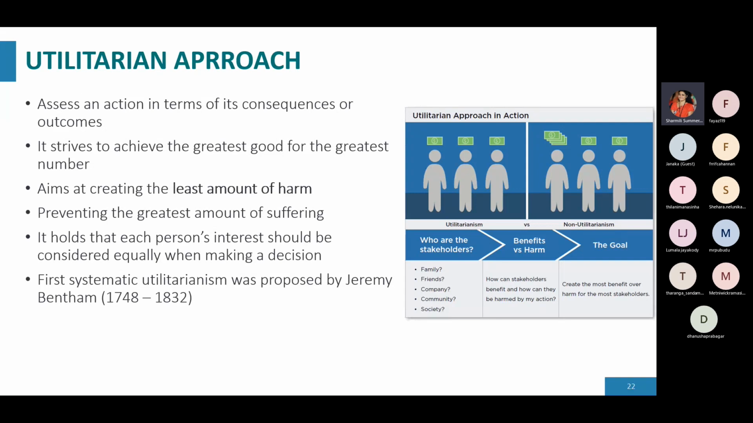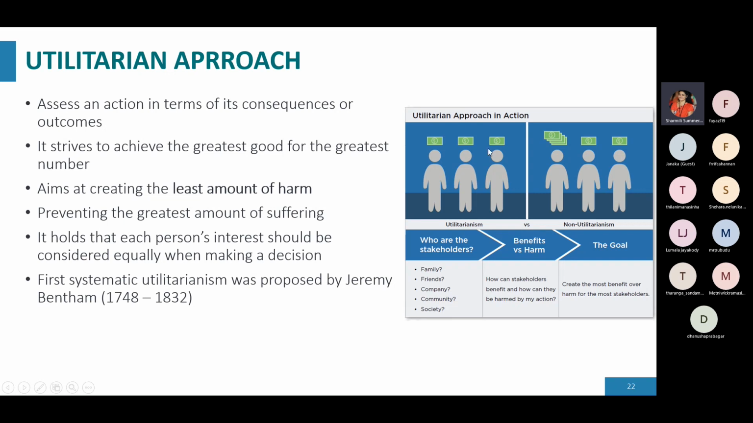At the same time, all the people who are receiving that benefit receive equal benefits. There is no partiality, like in this picture. They are going to receive the benefits in an equal manner, and there is very little harm present, and also preventing the greatest amount of suffering. It holds that each person's interest should be considered equally when making a decision.